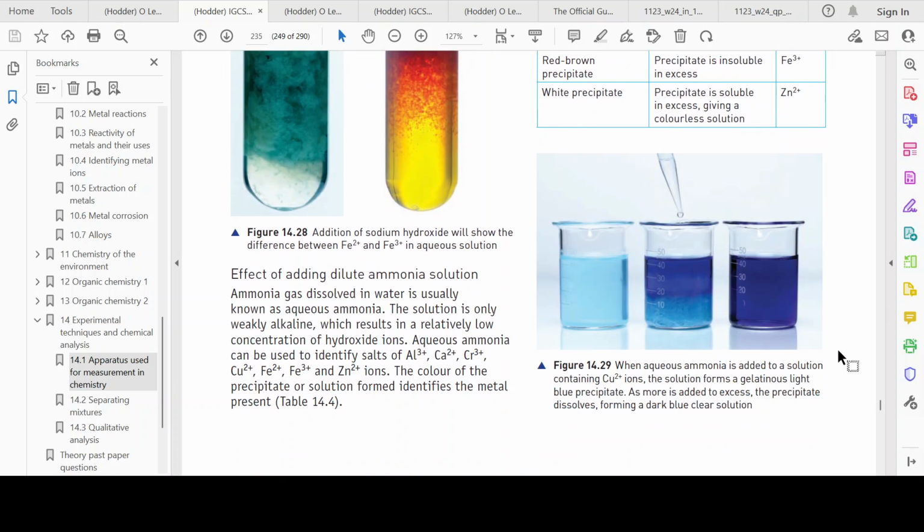All right, so here's aqueous ammonia being added to a solution of copper(II). The solution forms a gelatinous light blue precipitate. Over here you can see the precipitate forming, and if you add excess, the precipitate dissolves and gives you a dark blue solution.